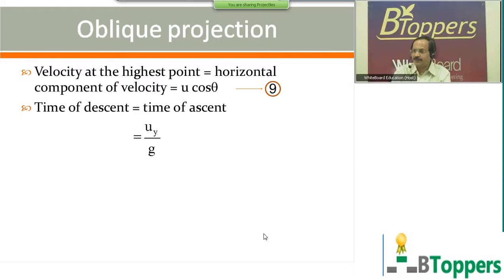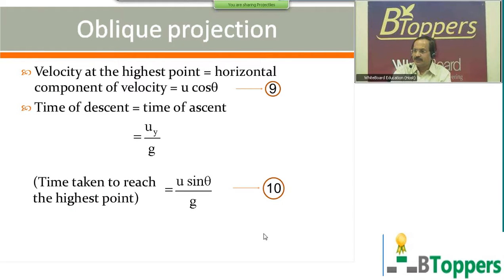Time of descent is equal to time of ascent. Time of descent is the time taken by the projectile to move from the highest point to the horizontal plane of projection. Time of ascent is the time taken by the projectile to reach the highest point. That you can write as uy by g, where uy is the vertical component of initial velocity. So the time taken to reach the highest point is equal to u sin theta by g. Copy this equation number 10. If you want to copy the notes, take a pause and copy the notes.